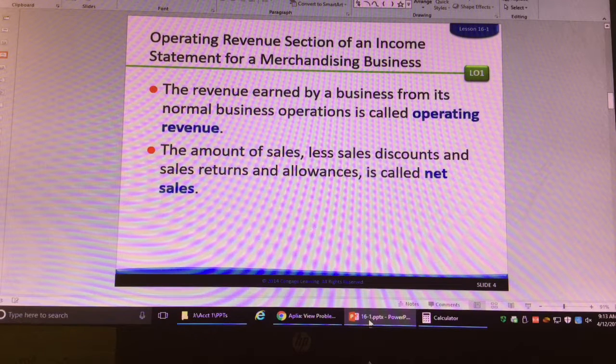Operating revenue section of an income statement for a merchandising business. The revenue earned by a business from its normal business operations is called its operating revenue. The amount of sales less the sales discounts, which are reductions in the sales price, or sales returns and allowances, which is inventory or merchandise or any sale item that was not wanted or discarded, is going to be your net sales.